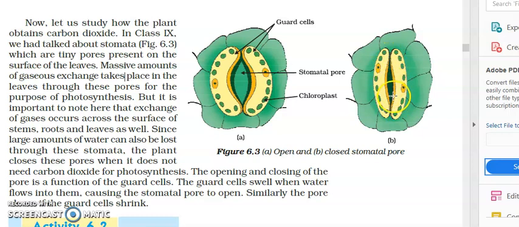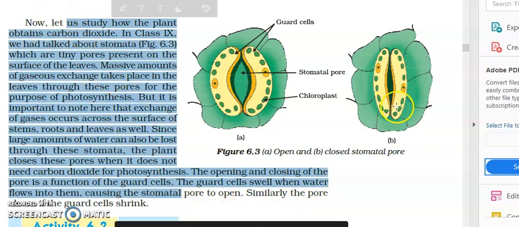It will close. So there are certain plants which open their stomatal pores at night and keep them closed in the daytime to avoid this excessive loss of water due to transpiration. Can you tell me in the comments below which plants I am talking about, which open their stomata at night and keep the stomata closed during daytime? So this is very important for you, this entire paragraph, this entire figure 6.3a and b.